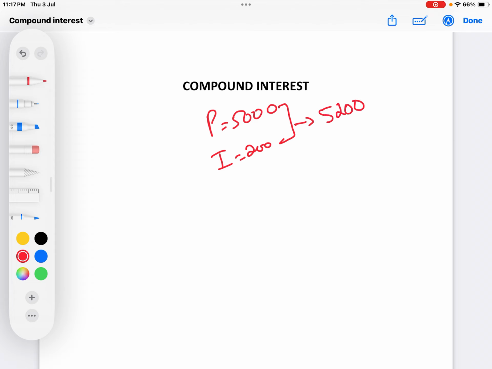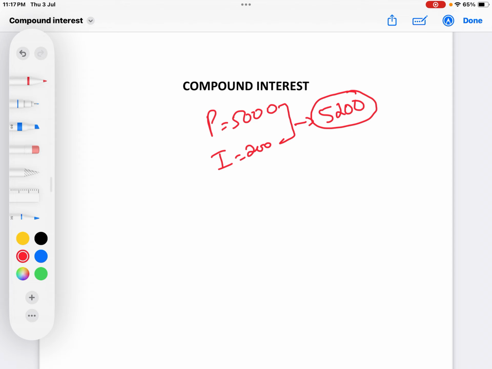This means that your interest will be added on to your principal amount, and in the next year you will get interest on an initial amount, or principal amount, of 5,200. So your interest will be added on each year and then you will get interest on it, so it will increase the interest. This is the basic difference between compound and simple interest.